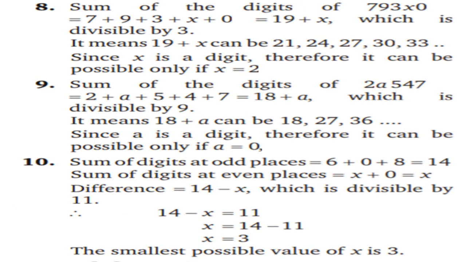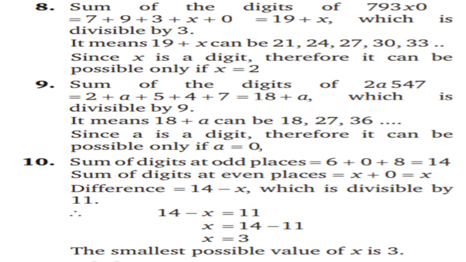Now question number 8, see in your book, if 793x0 is a multiple of 3 where x is a digit, what might be the value of x? So sum of the digits of 793x0 equal to 7 plus 9 plus 3 plus x plus 0 equal to 19 plus x, which is divisible by 3. It means 19 plus x can be 21, 24, 27, 30, 33. Okay. Since x is a digit, therefore it can be possible only if x equal to 2. Okay. So 2 is our answer.